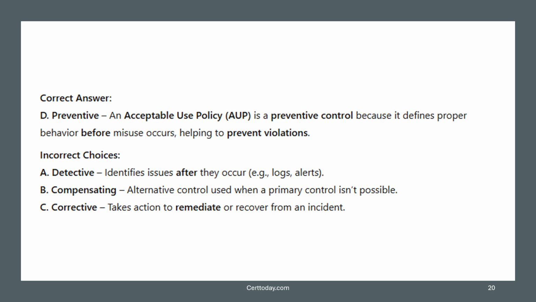An acceptable use policy, or AUP, is a preventive control because it defines proper behavior before misuse occurs, helping to prevent violations. A is incorrect because detective identifies issues after they occur, for example, logs and alerts. B is incorrect because compensating is an alternative control used when a primary control isn't possible. And C is incorrect because corrective takes action to remediate or recover from an incident.